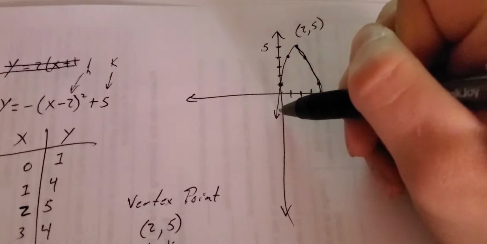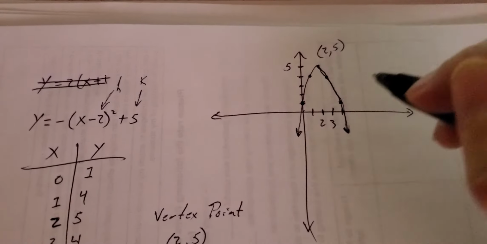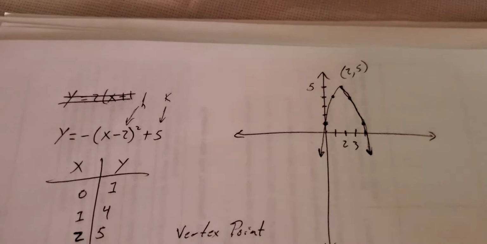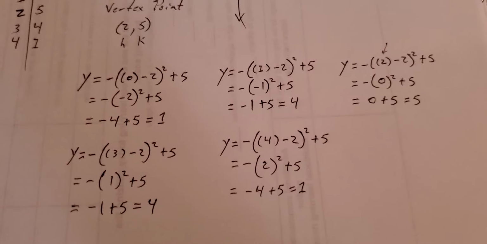Something like that. Going down. Should be an upside down U. So this is my graphing. This is all of my work. A lot.